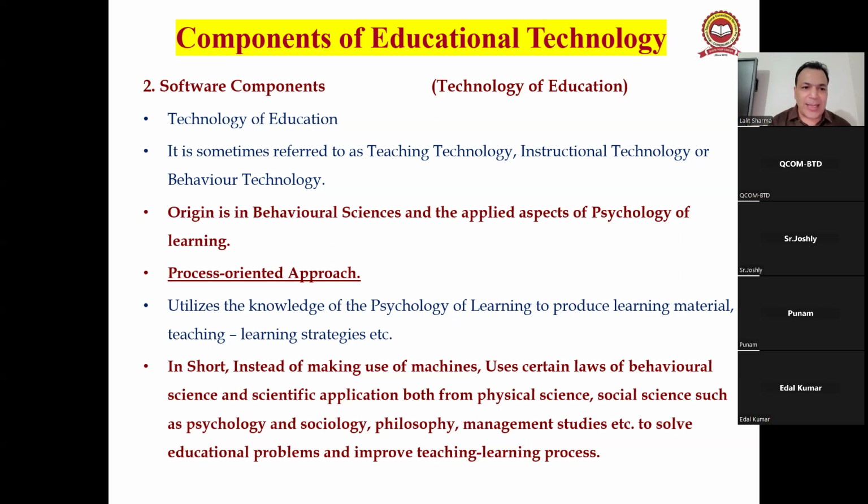Process-oriented approach. Next, it utilizes the knowledge of the psychology of learning to produce learning material, teaching-learning strategies, etc. And in the last, I have written it in short. Here, what is happening? Instead of making use of machines, we are using certain laws of behavioral science and scientific application, both from physical science and social science, such as psychology, sociology, philosophy, management studies, etc., to solve educational problems and to improve the teaching-learning process. Got it?